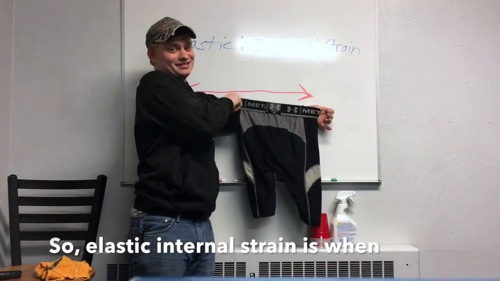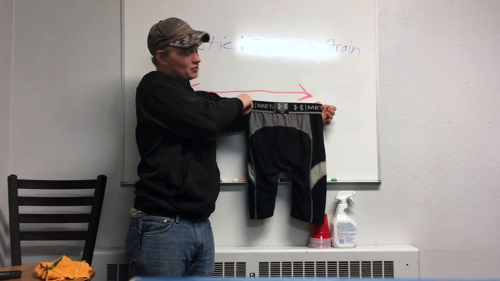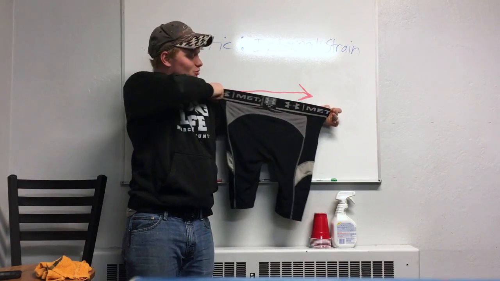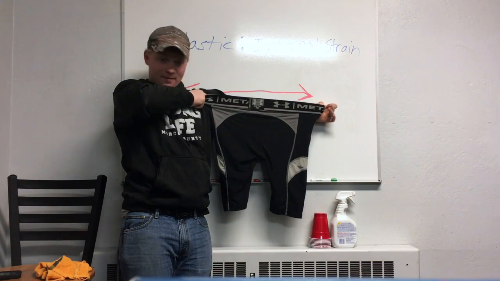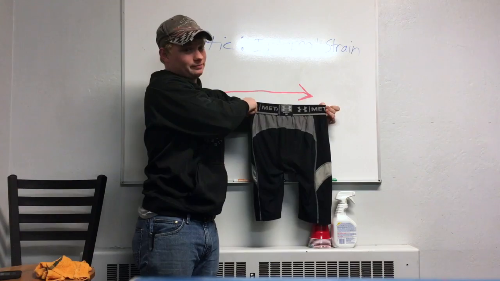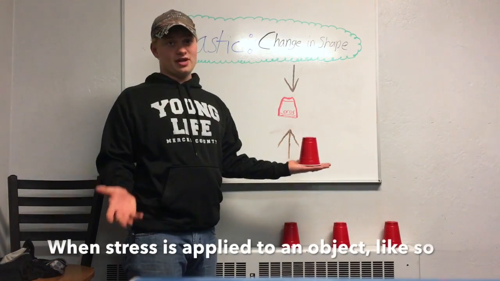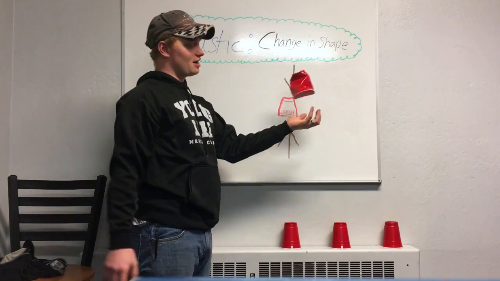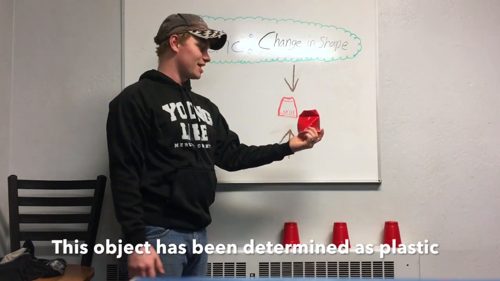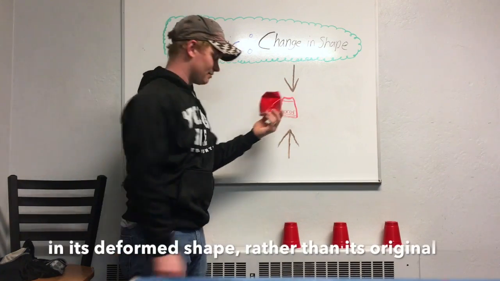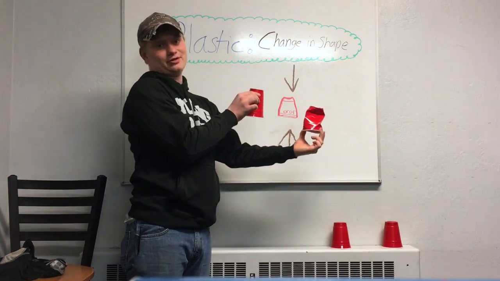So, elastic internal strain is when the strain is applied to the object, which is my underwear, and it pulls out, it changes its form. But then, when the strain is gone, it goes back to its original form. When stress is applied to an object, like so, this object has been determined as plastic because after the stress has been applied, it stays in its deformed shape rather than its original.